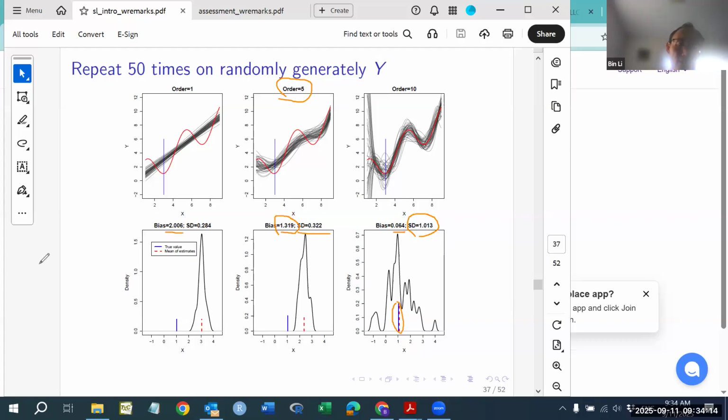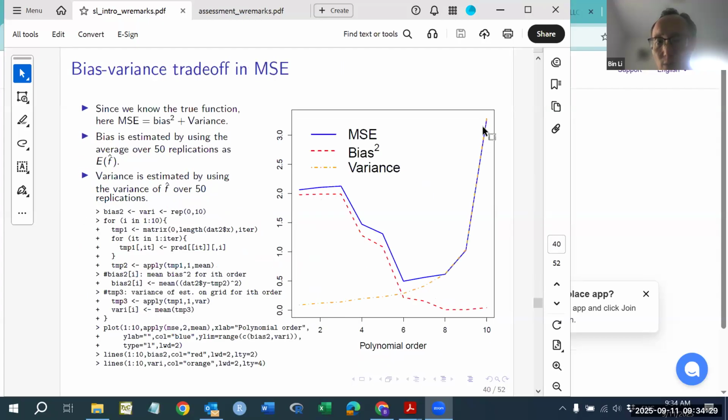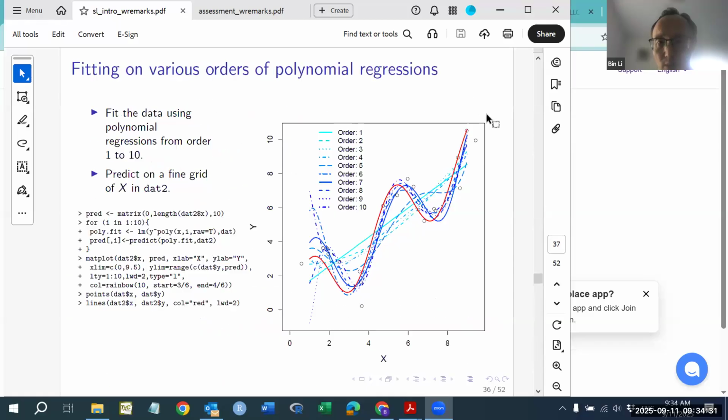You see that? So that is the purpose for this simulation. I want you, through this simulation, to understand what the bias is, what the variance is, and why we need to talk about the bias variance trade-off.